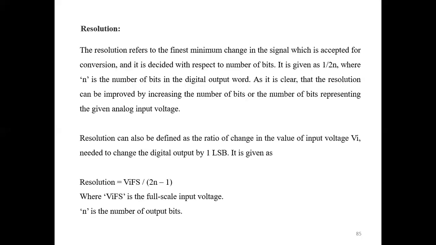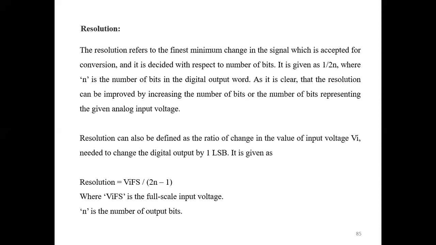In unit number 4, we discussed DAC and the types of DAC and DAC switches, and DAC verification. Now we are going to the analog to digital converter, which converts an analog signal into digital. First, we will see the analog to digital converter specifications.